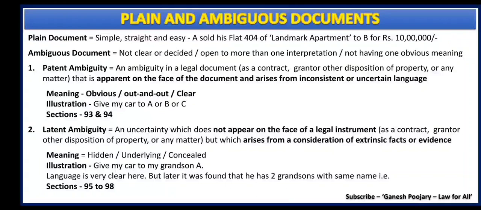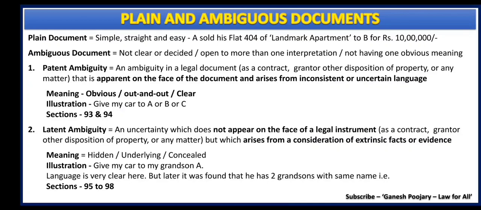While plain documents are simple, straight and easy to understand, the opposite of the same, which is called ambiguous documents, are not simple, are not giving a straight meaning or are not easy to understand. They are basically not clear, or the terms are not decided yet. There is a chance for more than one interpretation and the meaning is not obvious. There can be more than two meanings, or at least two meanings can be interpreted. All such documents are called ambiguous documents.